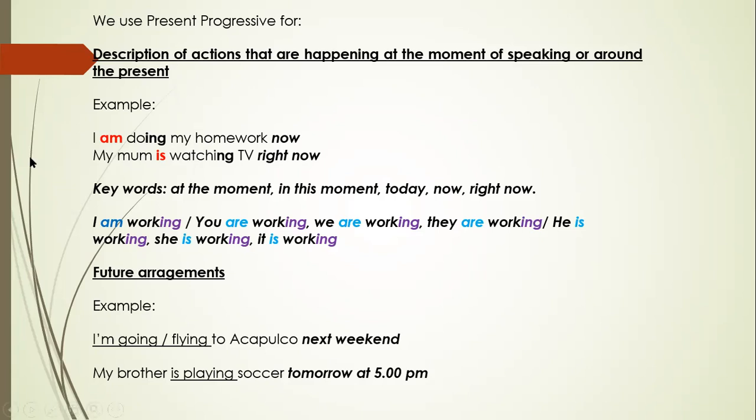What are the time expressions for present continuous? At the moment, in this moment, today, now, right now. These are the keywords or the time expressions that we use in present progressive. Remember, when you use present continuous or present progressive, you need to use verb be, like I am, you are, we are, they are, he is, she is, it is, plus the verb with ing. Don't forget about it.